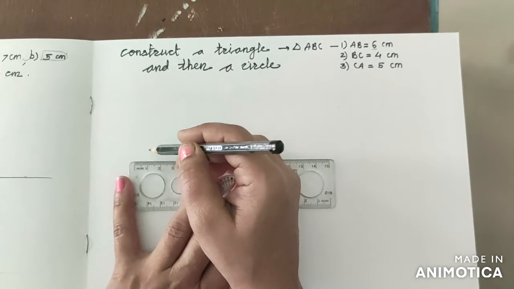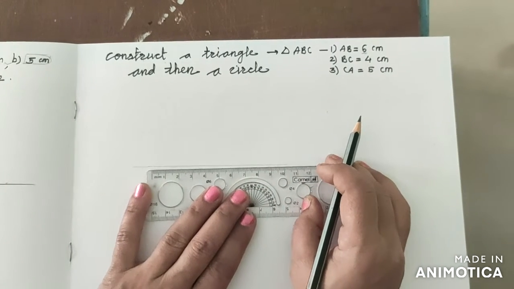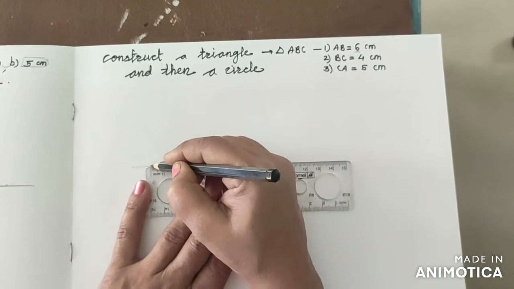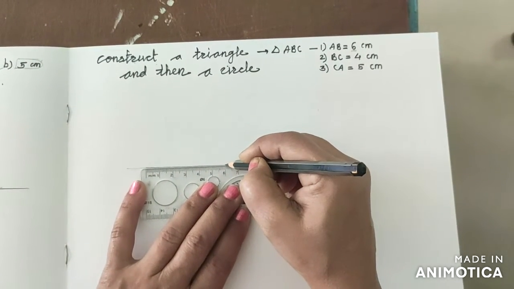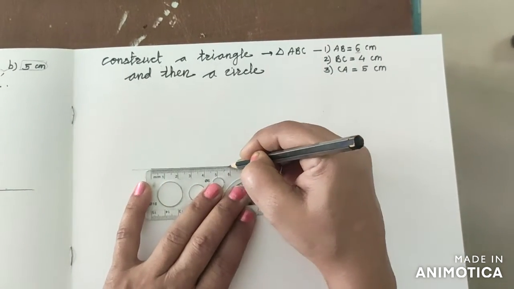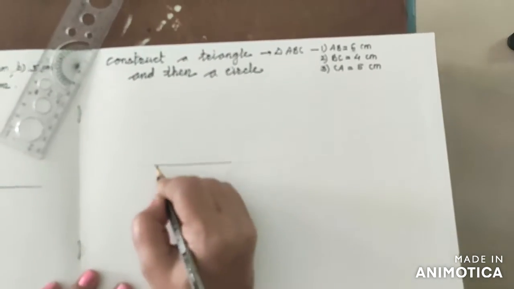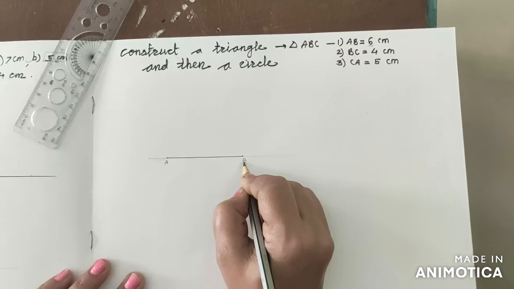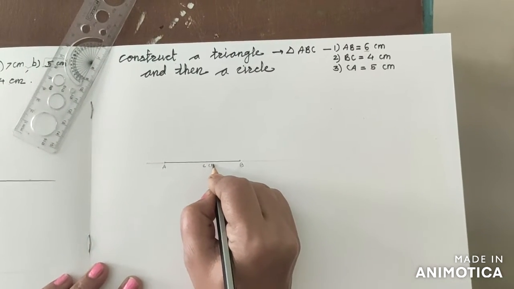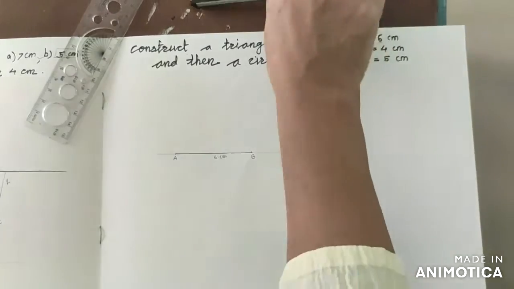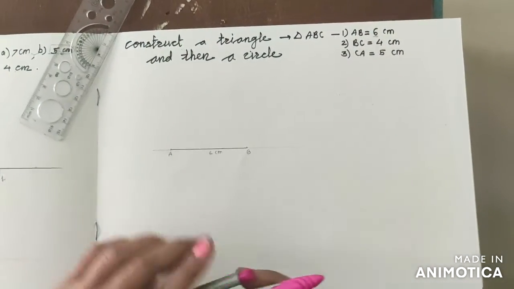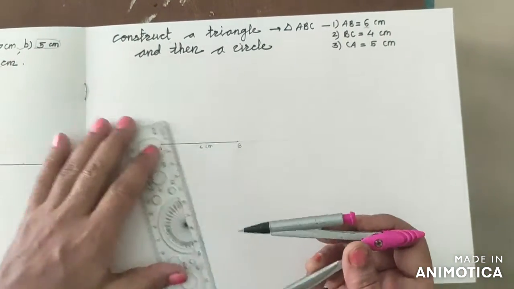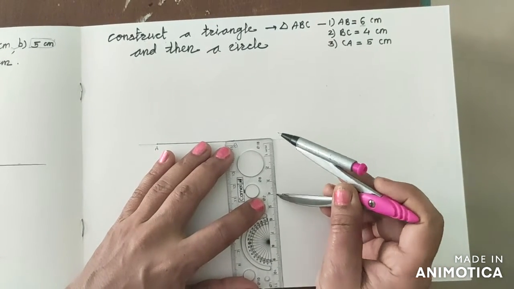So start a construction using this long length. Draw a line and measure 6 cm. This much. AB line it is. Names are already given to us, 6 cm. Now friends, we have 2 more lines, BC and CA. So B point is here and BC is 4 centimeter.